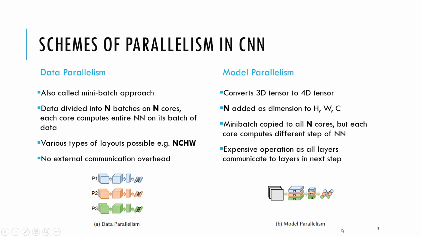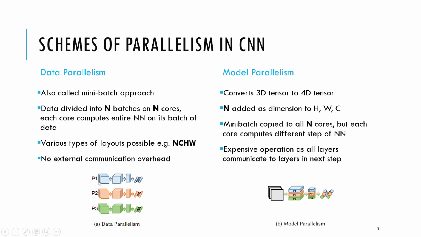Now we've seen CNN, but we also need to realize how parallelism can be made possible in the CNN. There are 4 different types of parallelism schemes. First is the obvious one, data parallelism. It's also known as the mini batch approach. The idea here is to divide the data into n separate batches and provide each batch to a separate core. So each core computes the entire neural network on its batch of data.